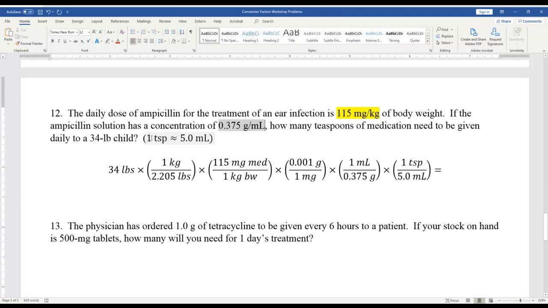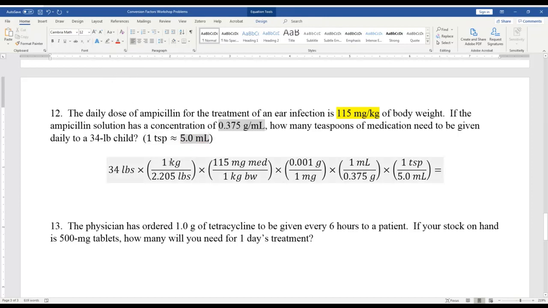Furthermore, 1 teaspoon is approximately equal to 5.0 milliliters. So you'll find this a lot: when you have numbers like this, the 1 teaspoon is what's referred to as a reference value. That has unlimited significant figures, but the comparison value does not have unlimited sig figs. That's only 2 sig figs. So that's just a good thing to keep in mind.